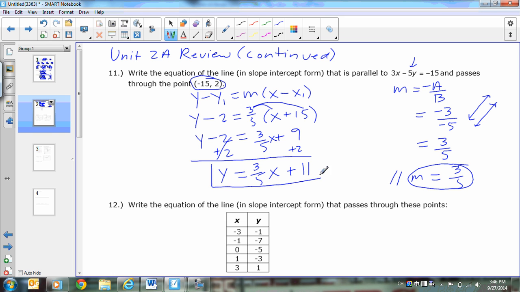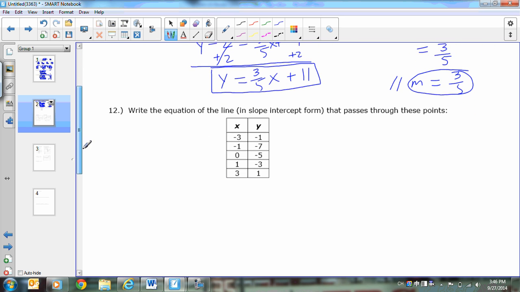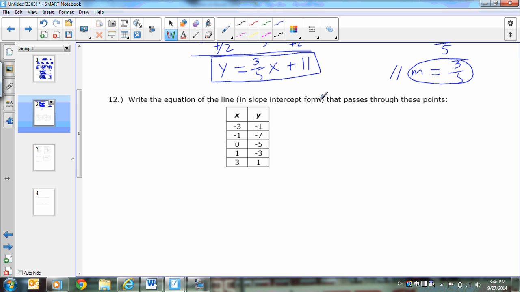All right. Now, let's take a look at number 12. Kind of the same type of problem, except we're just given different information. Write the equation of a line in slope-intercept form that passes through these points. So we could take 2 of these points, find the slope, and then pick a point to put into slope or point-slope form. But remember, we're being asked to write this equation in slope-intercept form, which is y = mx + b. That means, what are the 2 things I need? I need the slope and I need the y-intercept.